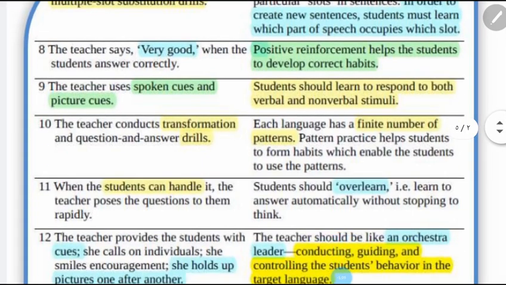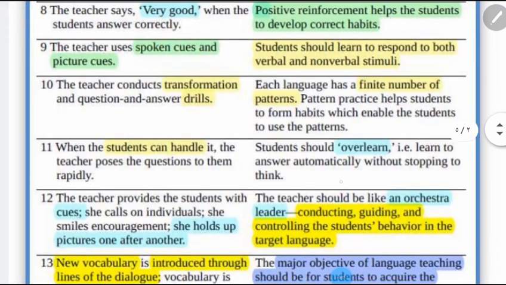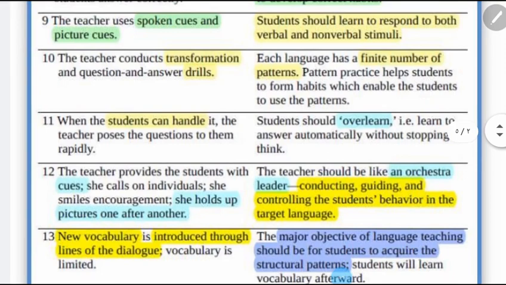Number 8, the teacher says, very good. Okay? Very good job. These phrases are very important for the teacher to use. They can be considered as positive reinforcement, helping the students to develop correct habits. So I encourage you to use these words when you become teachers, inshallah.